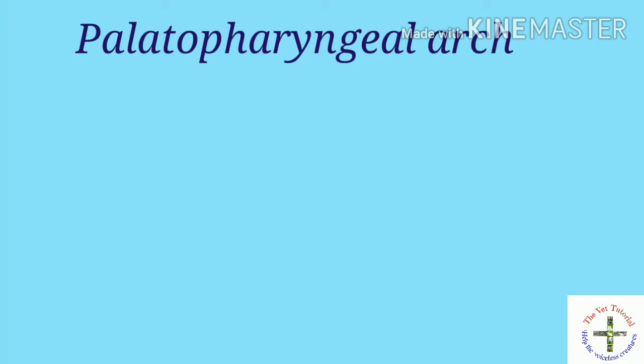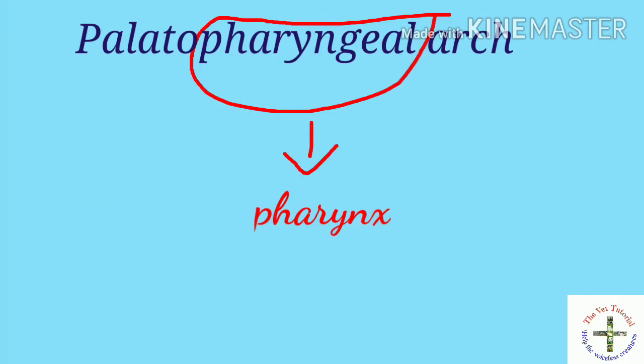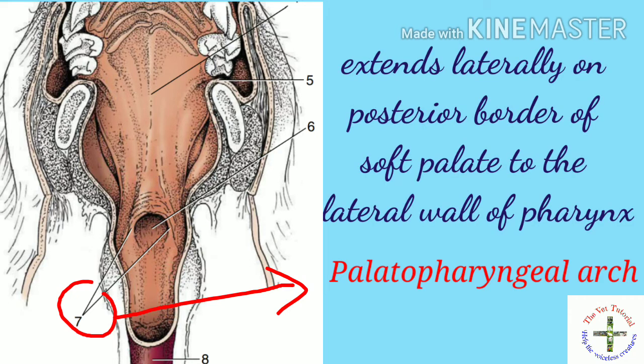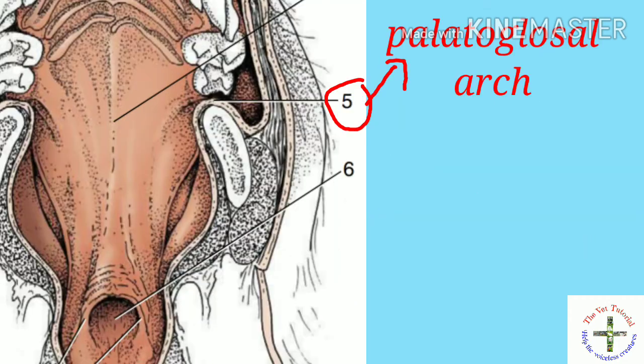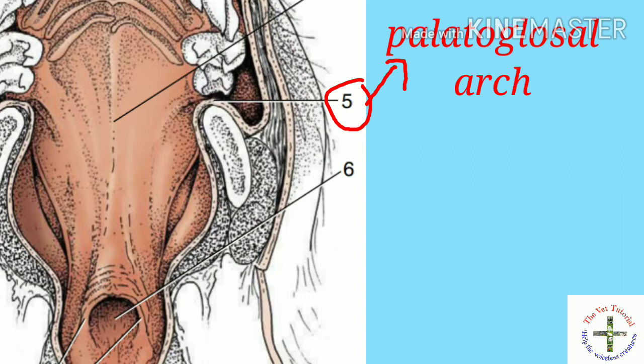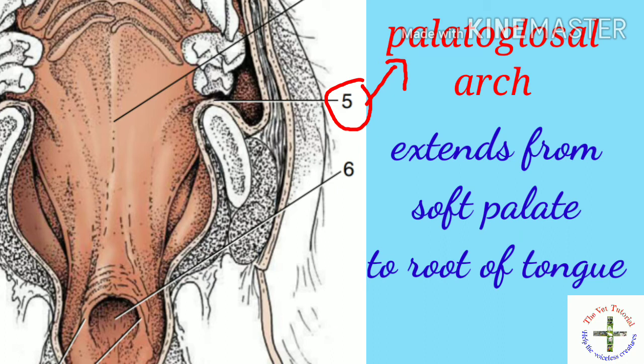So, palatopharyngeal arch. As the name indicates, palato means palate and pharyngeal means pharynx. Means fold passes from palate to the pharynx. Hence, we can say that palatopharyngeal arch extends laterally on the posterior border of soft palate to the lateral wall of pharynx. And then palatoglossal arch. Palato means palate and glossal means tongue. It means fold passes from palate to the tongue. Hence, we can say that this fold extends similarly from the soft palate and terminates at the root of the tongue.